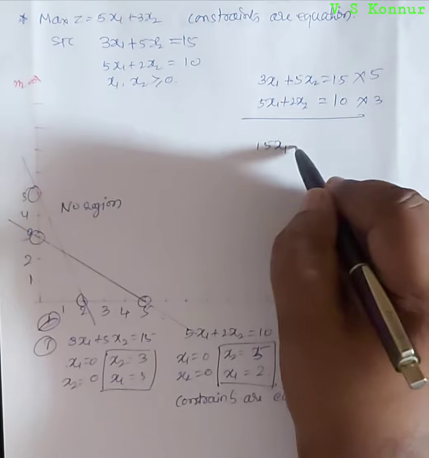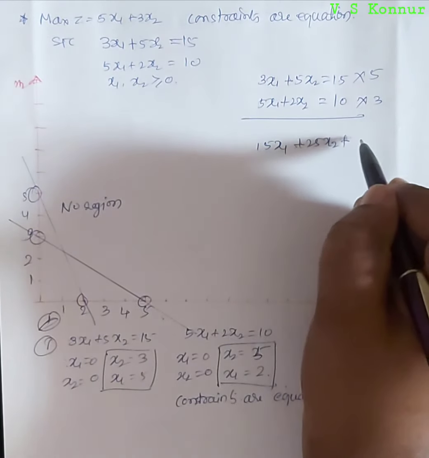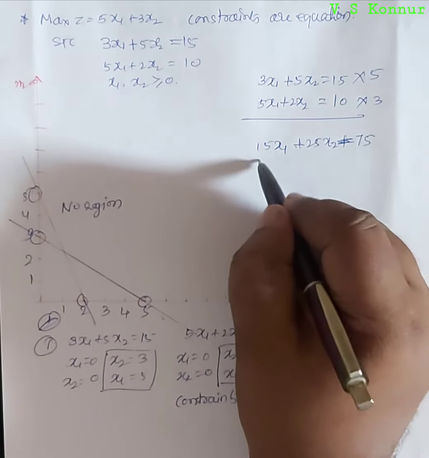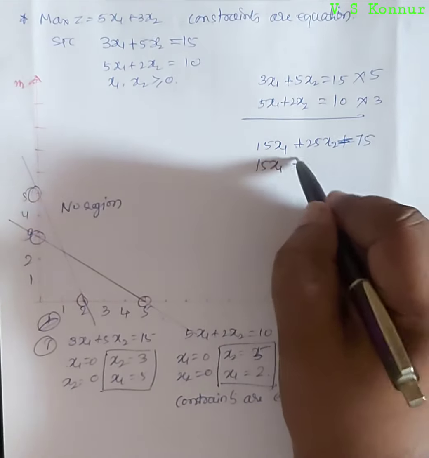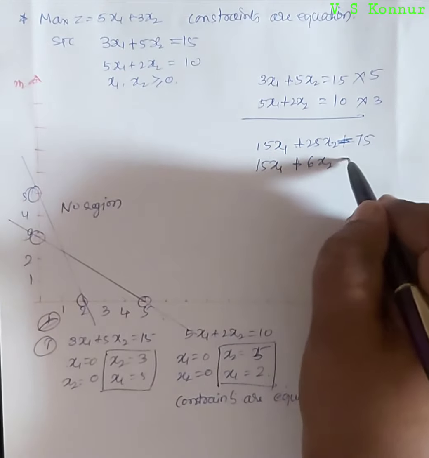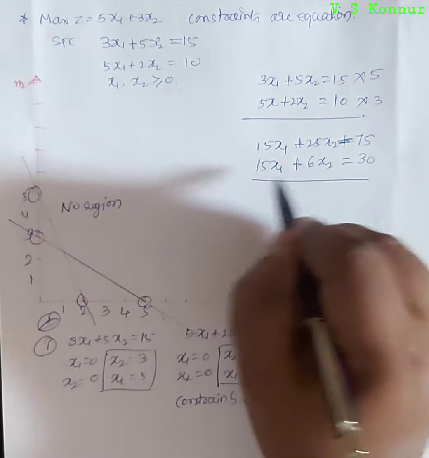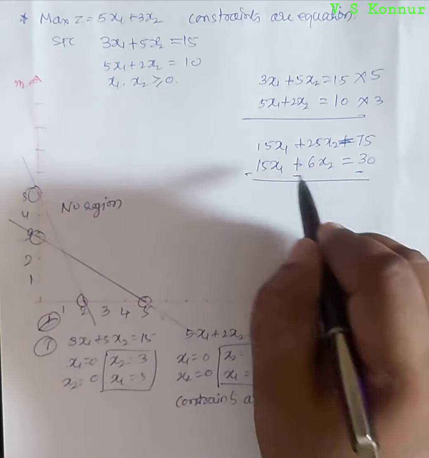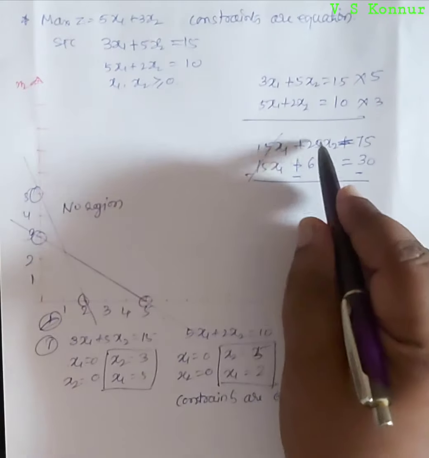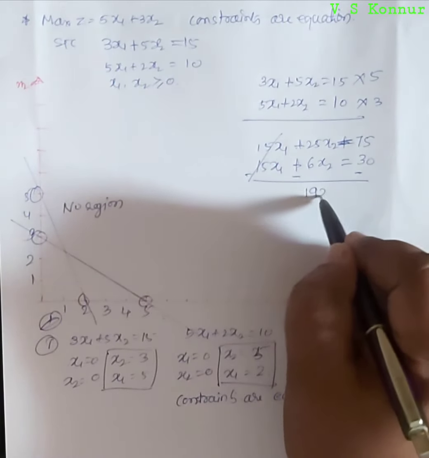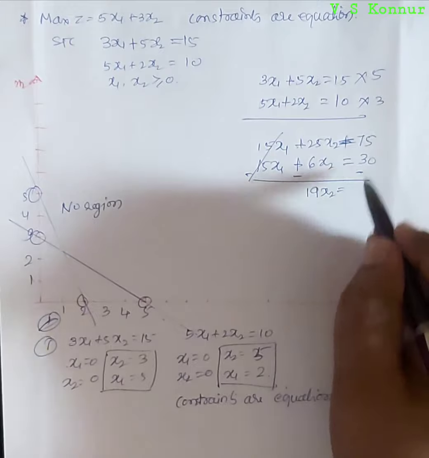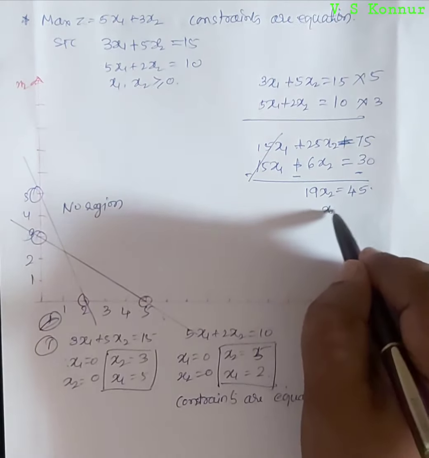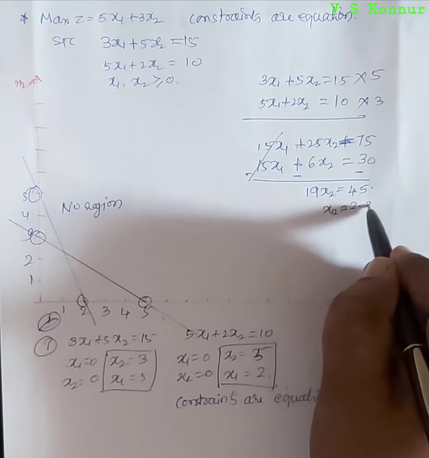15x1 plus 25x2 is equal to 75. 15x1 plus 6x2 is equal to 30. Now minus plus is there, minus plus is there, minus. These two will go out. 25 minus 6 is 19x2. 75 minus 30 is 45. Right. Now we will get x2 is equal to 2.36.